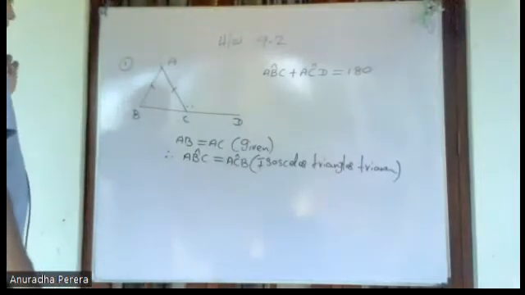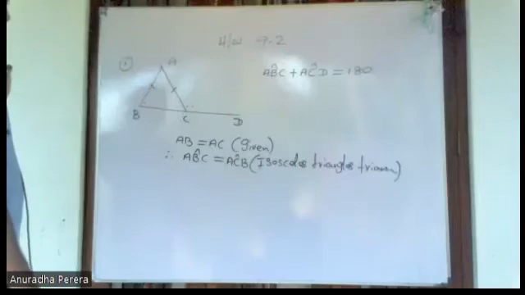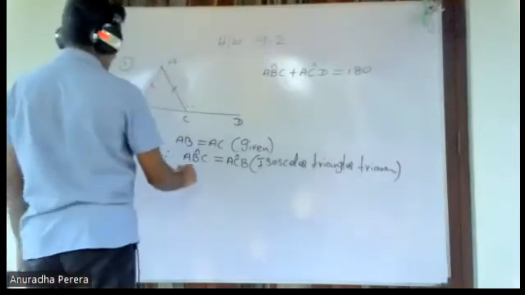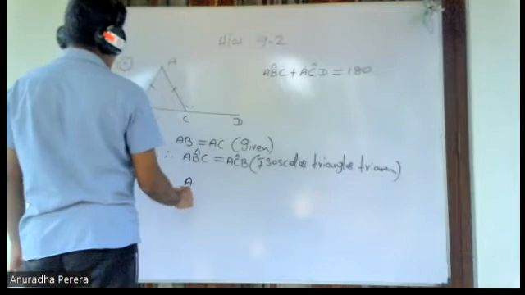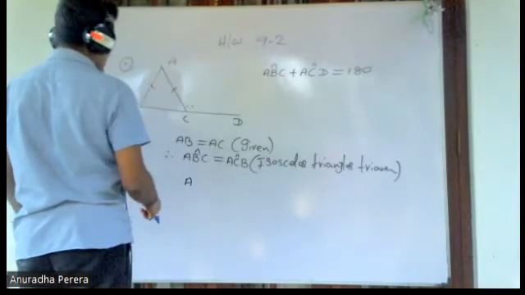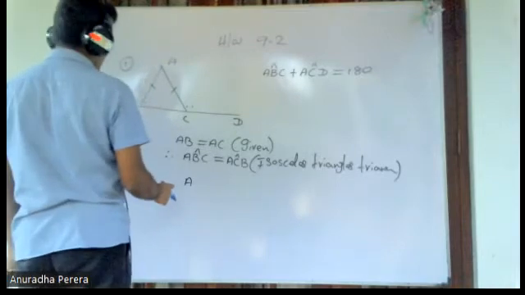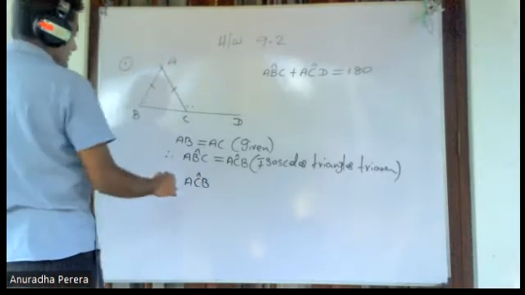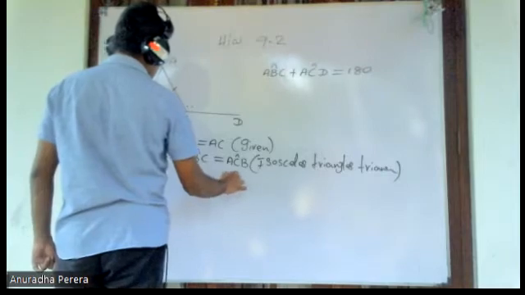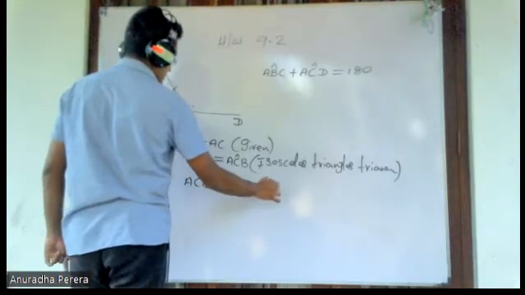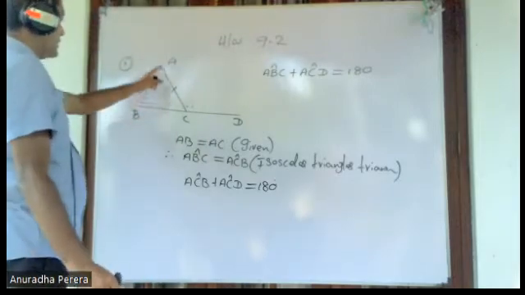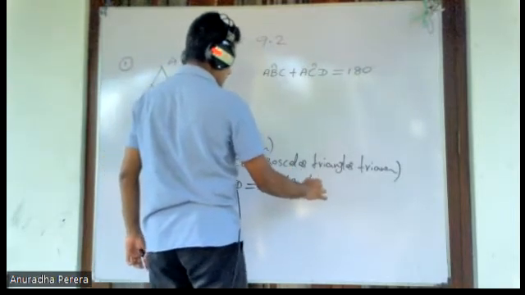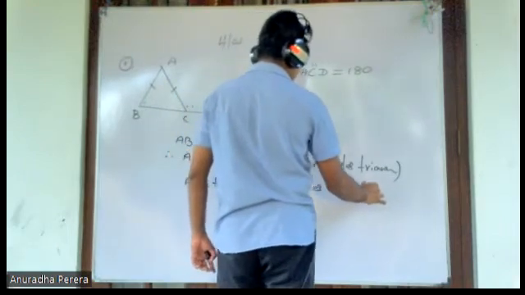We need ABC plus ACD. But you know, ACB plus ACD is 180 degrees, angles on a straight line. Angles on a straight line.